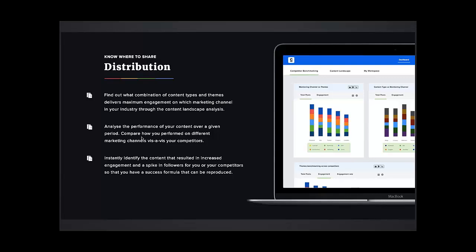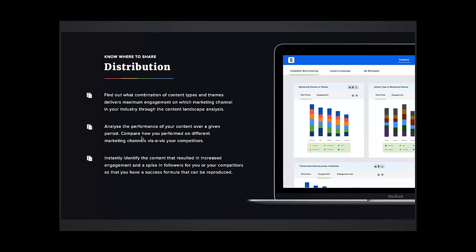So we have to figure out what combination of content types and themes is delivering maximum engagement. When I say content types, I mean, is an ebook generating better engagement than a blog post? Is a video getting more engagement than a tweet? The type of content, and the themes on which we are writing this content, that generate maximum engagement in the marketing landscape we are operating in. The marketing landscape is defined by competitors.